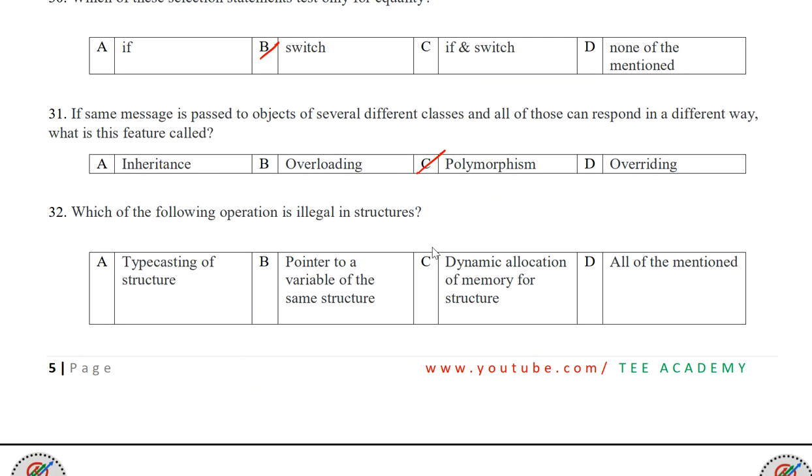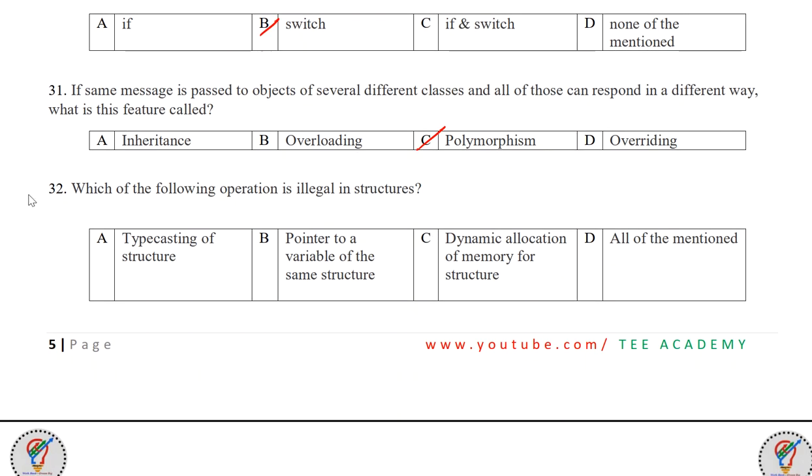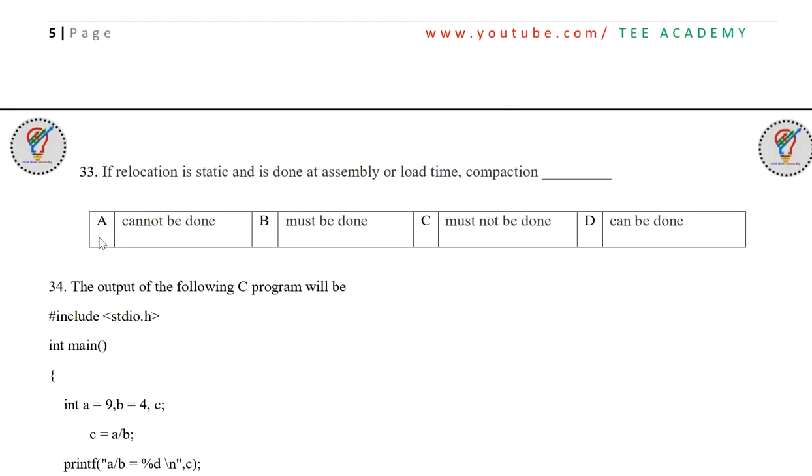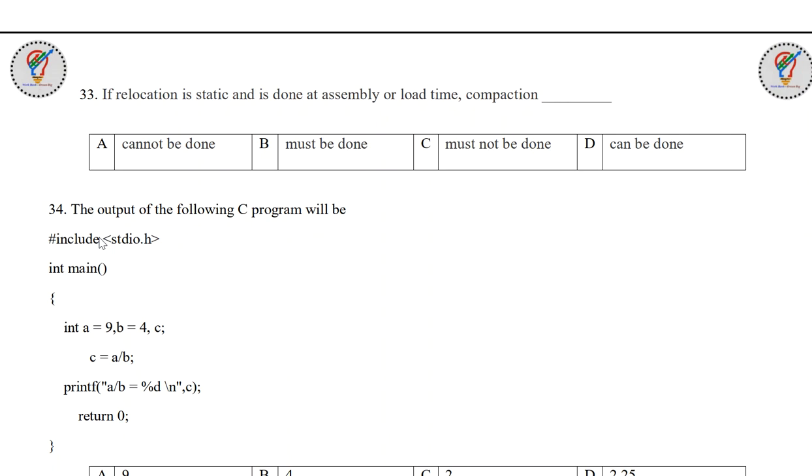Next one, 32nd question. Which of the following operations is illegal in structures? Typecasting of structures is illegal. Next one. If relocation is static and it is done at assembly or load time, the compaction cannot be done here.